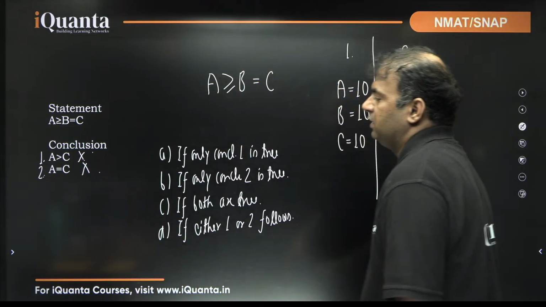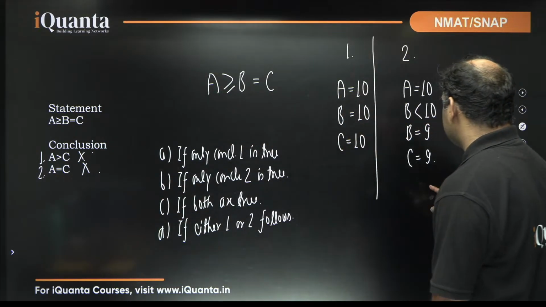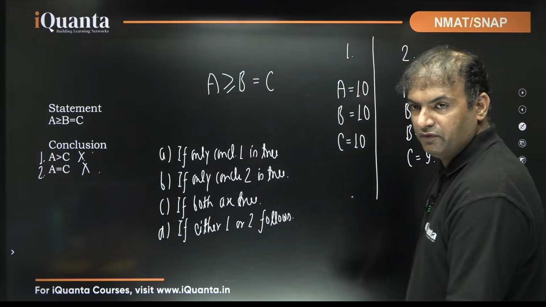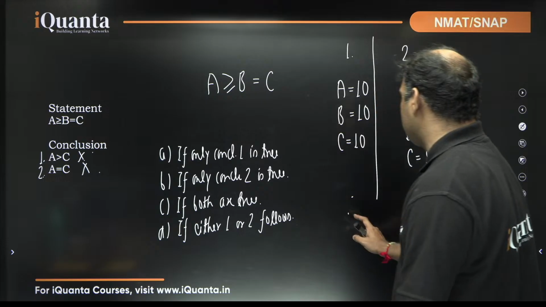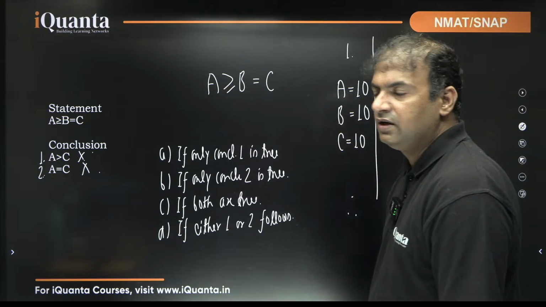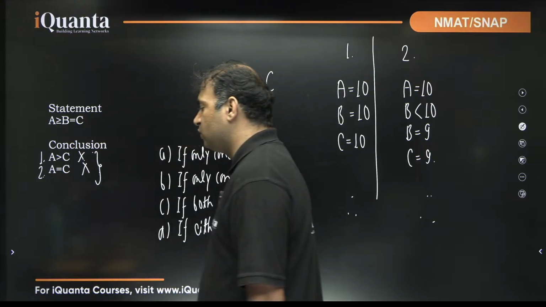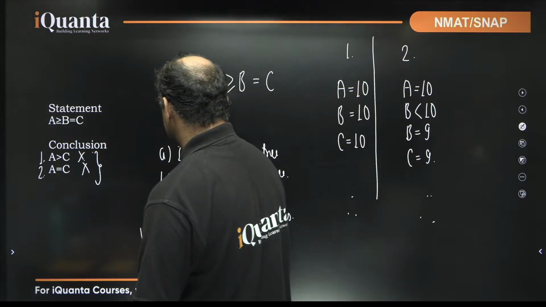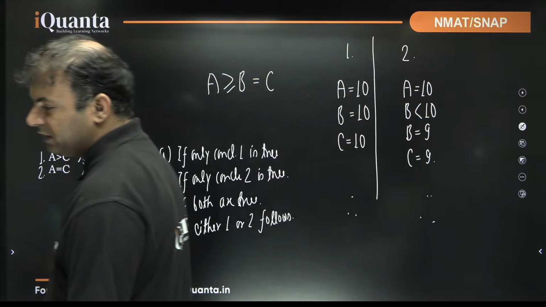You can check that, guys. Conclusion number 1, A greater than C, is true in case number 2, but not true in case number 1. If you talk about conclusion 2, it is true in case number 1, but not true in case number 2, right? So at least one of them is true for sure, either conclusion 1 or 2. So in such a case, we'll say that the right option has to be option D, either 1 or 2 follows. Alright, guys, this has to be the best option.